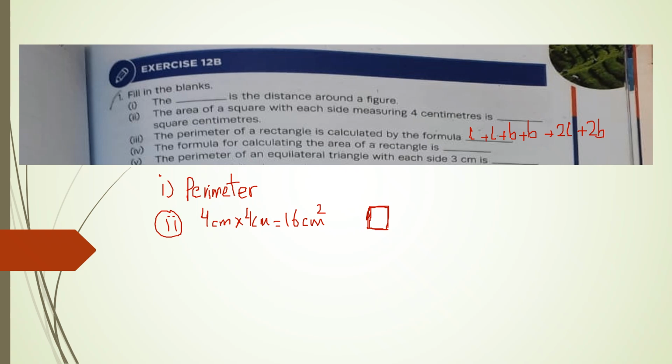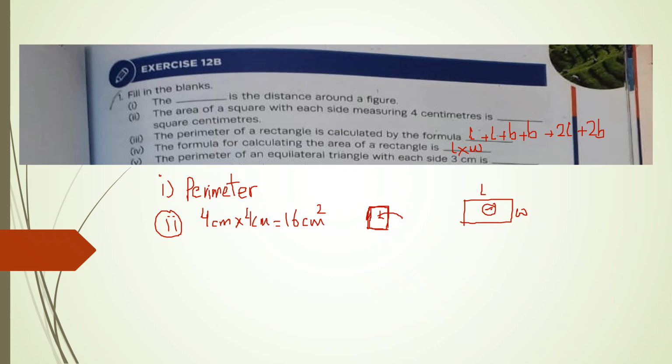Now coming to part 4, the formula for calculating the area of a rectangle is. Now area is the space that is covered inside the shape, right? In this case we have a rectangle. This is the length, this is the width. So what will be the area? The area is the space that is occupied inside, right? So that will be L multiplied by W, right?